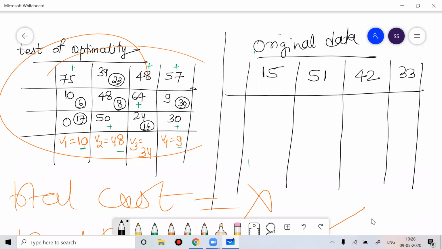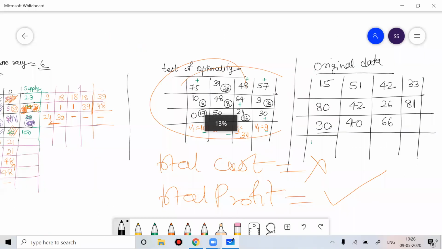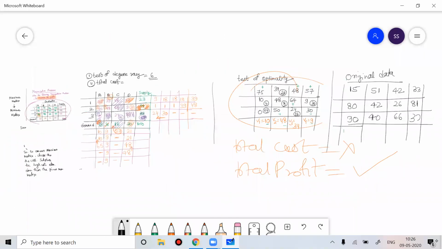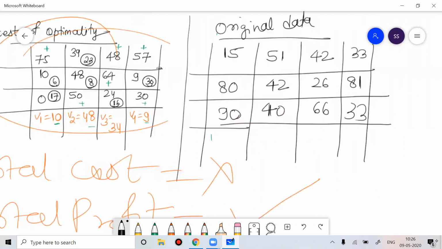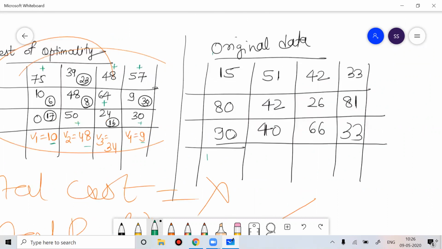Write down the original data, 80, 42, 26, 81, then 90, 40, 66, and 33. Now write down the original data, guys. Hope you remember. For this data, you have to find the maximum profit.